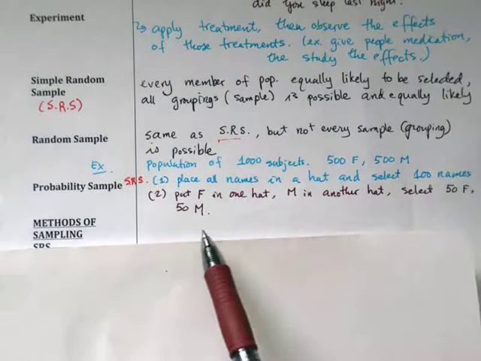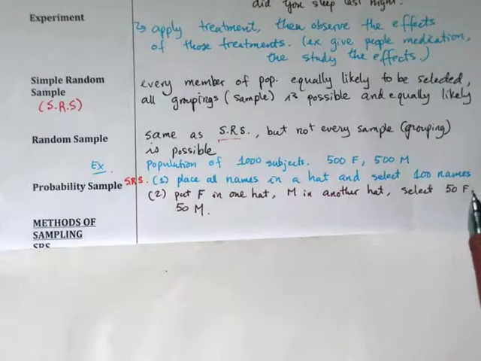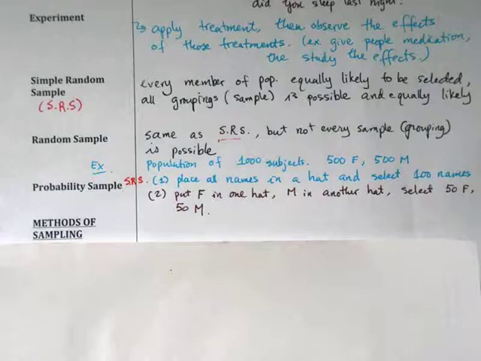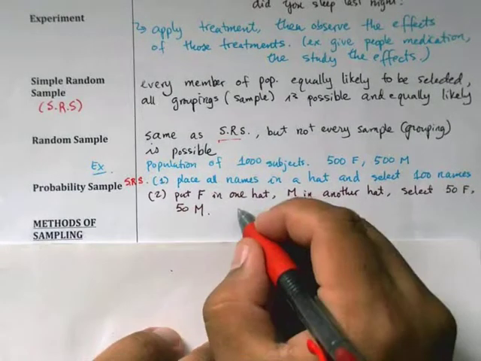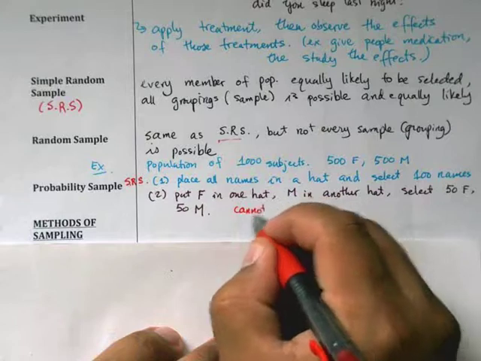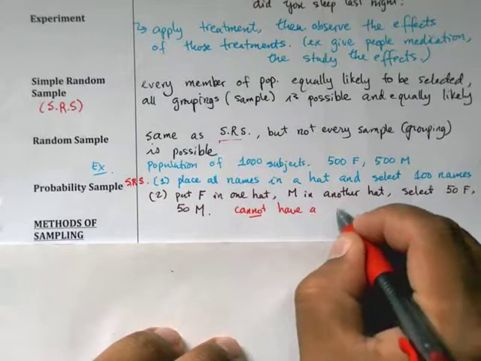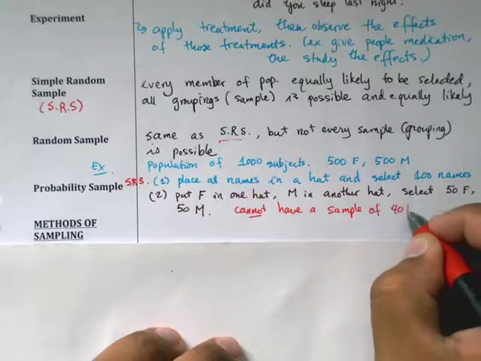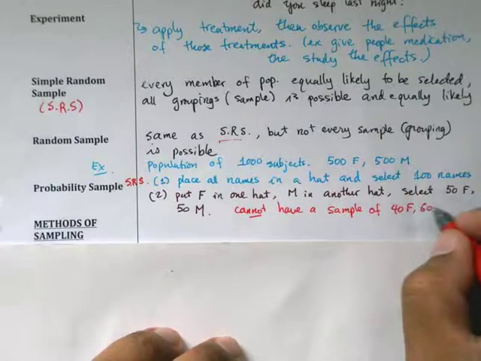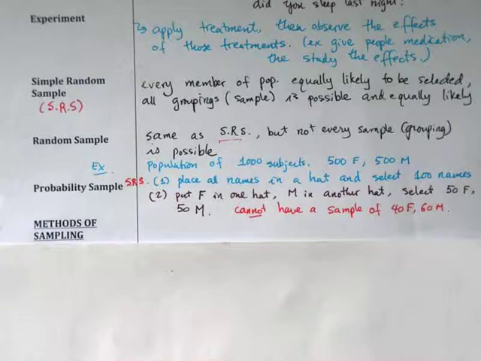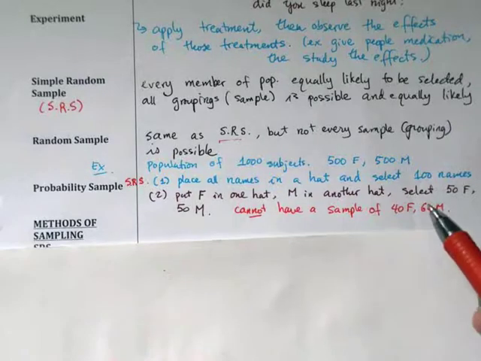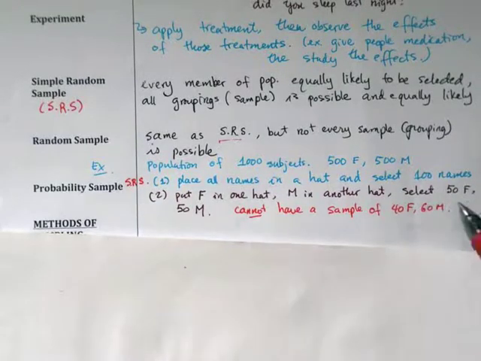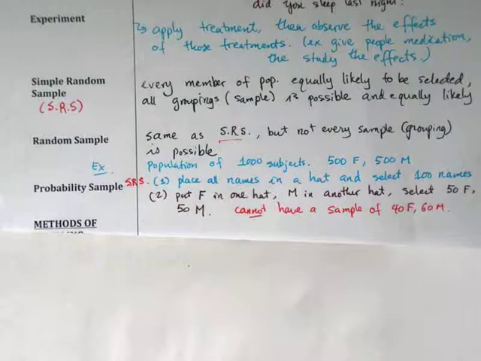But the difference here is that certain groupings are not possible. You cannot have a sample of, let's say, 40 females and 60 males. This sample is not possible because in this case I am forcing it so that there has to be 50 females and 50 males. So it's not a simple random sample. This is just a random sample. Okay, so hopefully that clears things up a little bit.